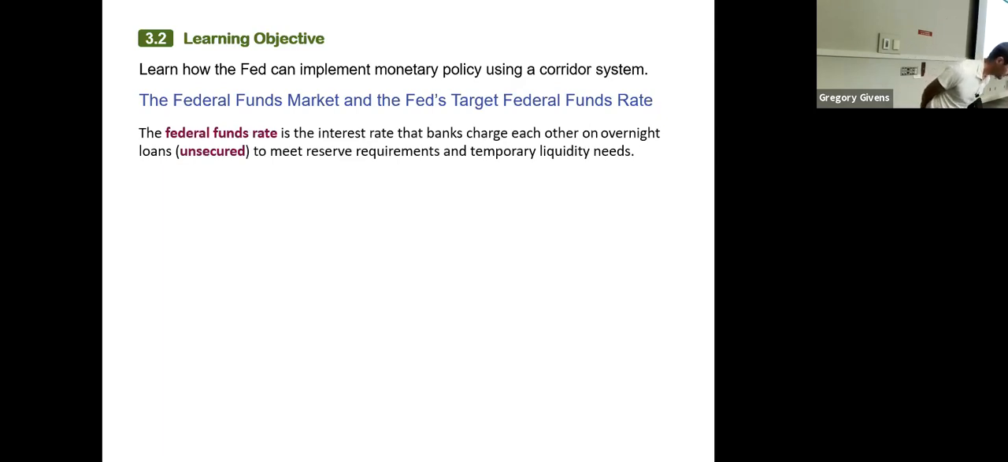Okay. Since 1994, the Fed's standard operating procedure has been to set a target for the federal funds rate. Now, we talked about this at the beginning of the class today, but just again to be clear, the federal funds rate is the interest rate that banks charge each other on these overnight loans of reserves in order for banks to meet their reserve requirements and any other kind of temporary liquidity needs. Now, let me set this up and describe how this actually works in practice, okay?